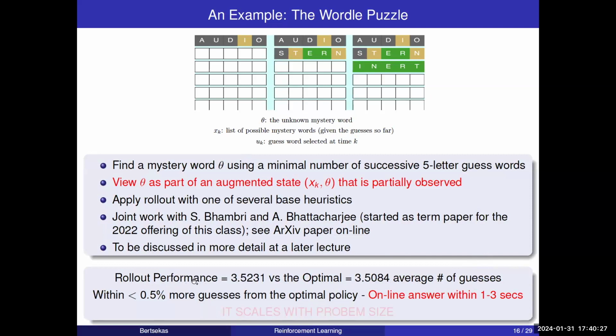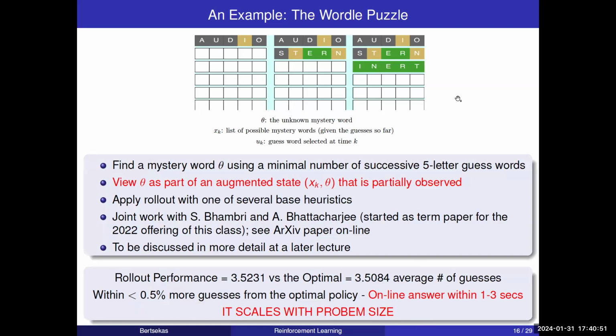Now, our rollout algorithm gives you an answer online within seconds. It's just very fast because the heuristic is fast. And the performance with that is less than half of 1% from optimal. For all practical purposes, it's an optimal performance. And also, it scales with problem size.